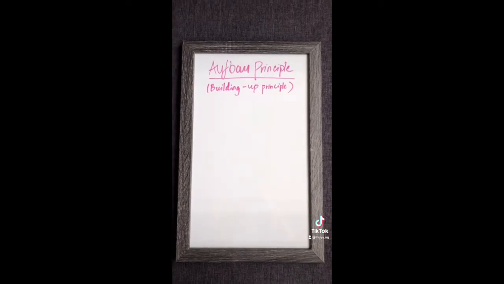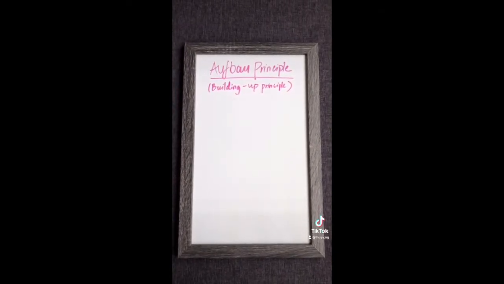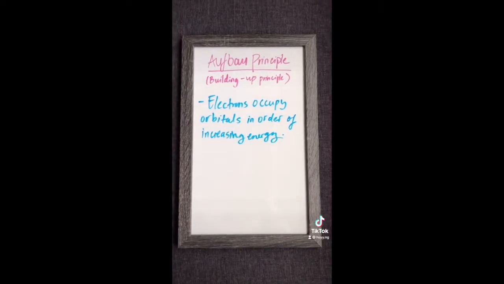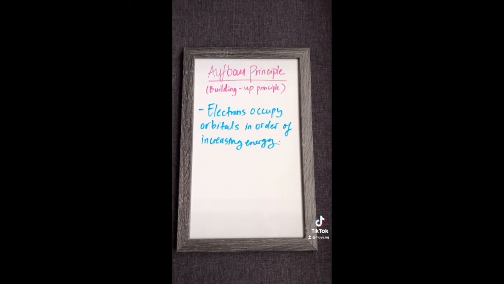First, let's talk about the Aufbau principle, which is also called the building up principle. This principle states that electrons occupy orbitals in order of increasing energy.